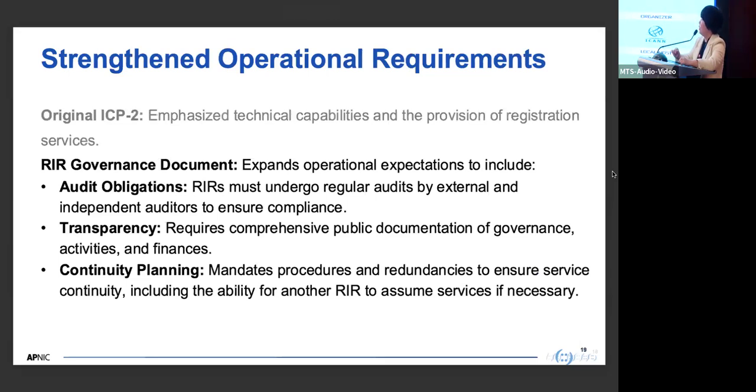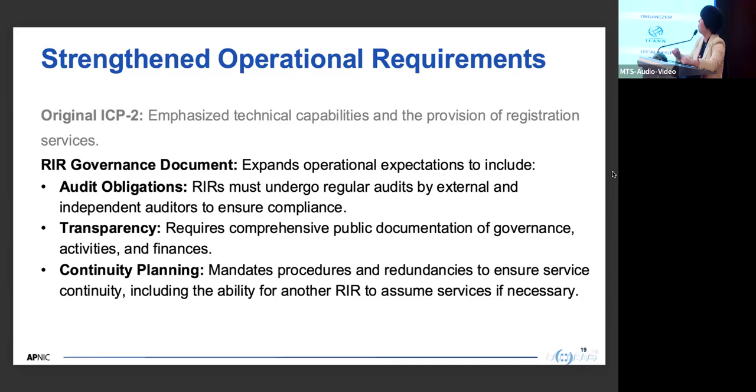Strengthen operational requirements. The original document only looked at technical capability. So basically, can you run this RIR or can you not run this RIR? And if it looks like you can run the RIR, sure, we'll give it to you. You can just do it. Of course, these days, we're much more professional, I hope. We're a proper organization, and therefore there are also certain operational requirements we should be expected to meet. This is all part of the accountability and the transparency of the process that we all have to go through.